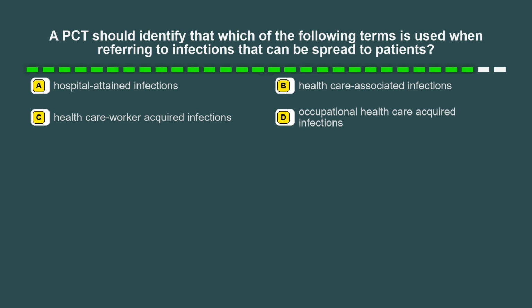Question 50. A PCT should identify that which of the following terms is used when referring to infections that can be spread to patients? Option A, hospital-attained infections. Option B, healthcare-associated infections. Option C, healthcare worker-acquired infections. Option D, occupational healthcare-acquired infections.